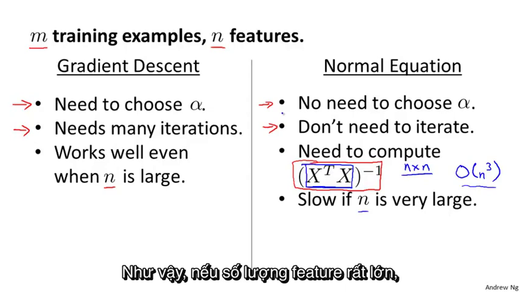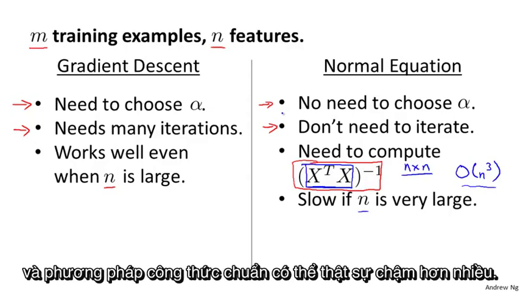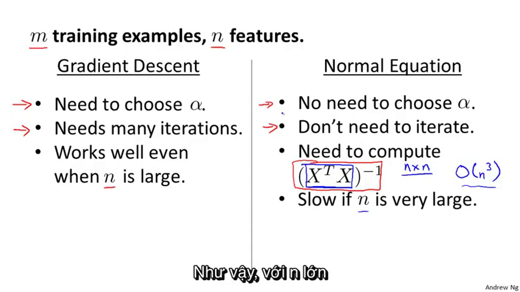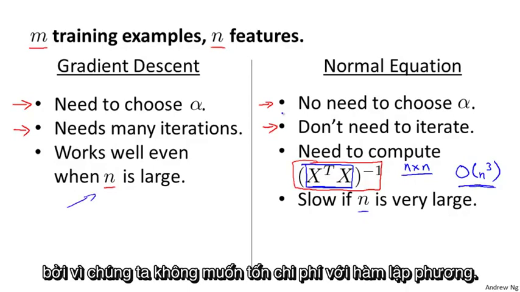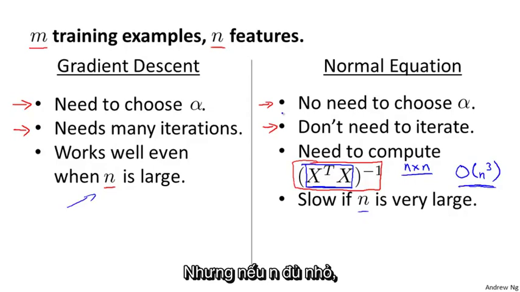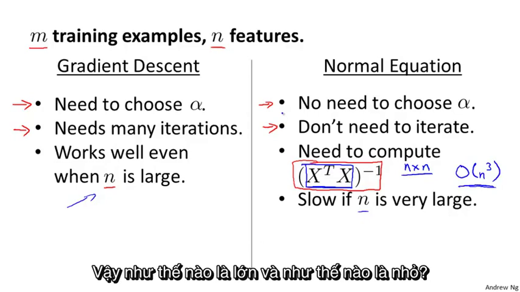So if n, the number of features, is very large, then computing this quantity can be slow, and the normal equation method can actually be much slower. So if n is large, then I might usually use gradient descent, because we don't want to pay this order n cubed time. But if n is relatively small, then the normal equation might give you a better way to solve for the parameters. What does small and large mean?